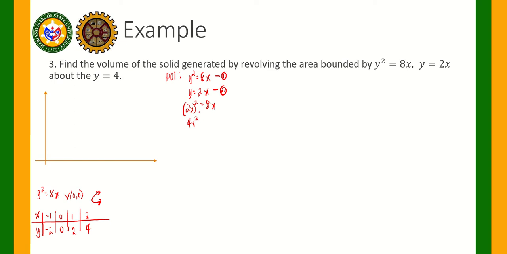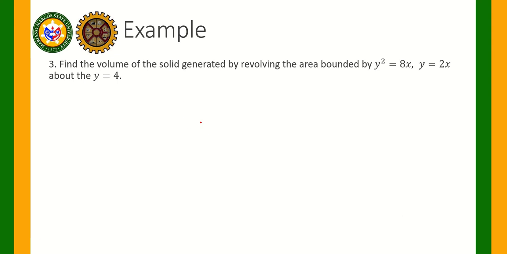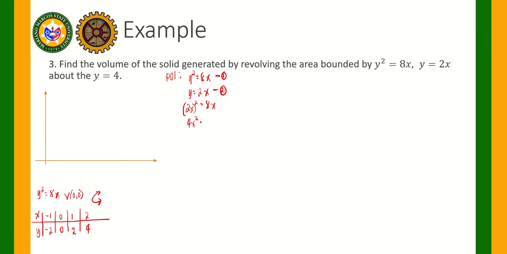Okay, we transpose 8x to the other side. So it becomes 4x squared minus 8x equal to 0. We factor out 4x since it is common to both terms, and we will be left with x minus 2. Solving for the values of x, that is equal to 0 and that is equal to 2.